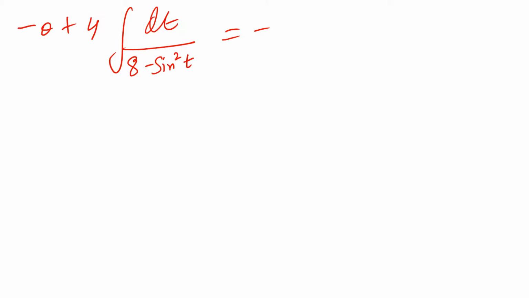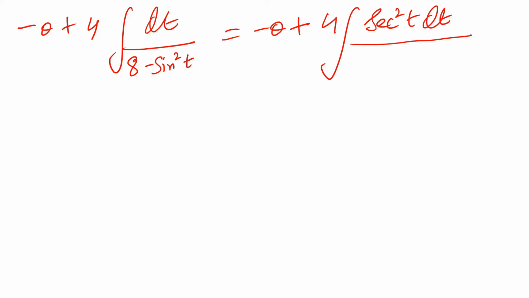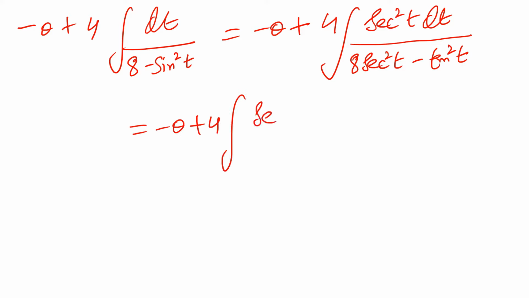Now we had the term as minus theta plus 4 times dt upon 8 minus sine square t. Right? Now students, what we can do here, in this integral, we can divide up and down by cos square t. So here we'll be getting secant square t dt, and this is going to be 8 upon cos square t, which will become 8 secant square t, minus sine square t upon cos square t, it becomes tan square t. Fine. Let's solve it further. This is minus theta plus 4 times secant square t dt.